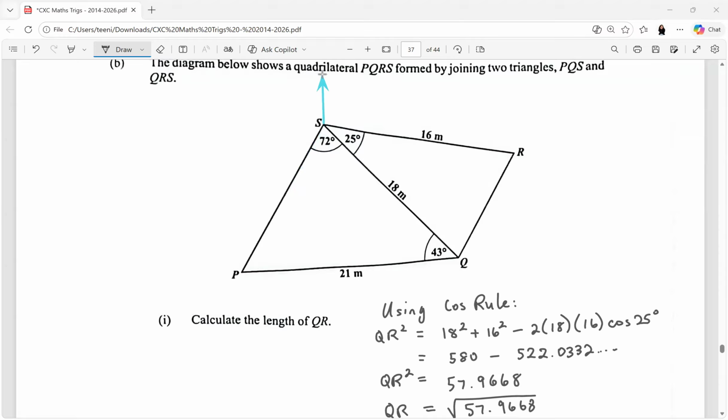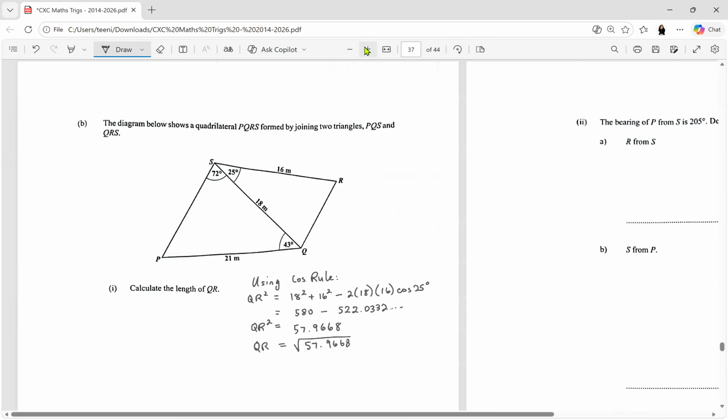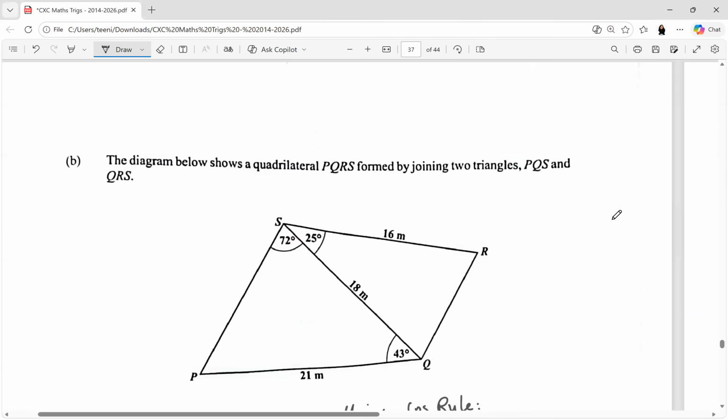So this is your north line here at S. So the bearing of P from S will be this clockwise angle, starting at the north line at S, all the way down to P. So the entire angle on the outside here is what they just gave us, right? So let's fill that in. So this whole thing is 205 degrees.